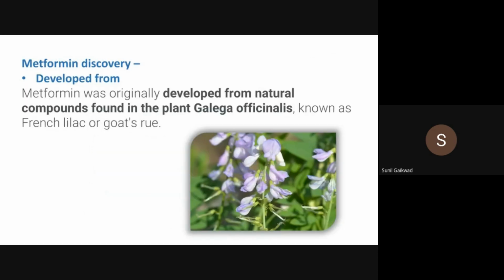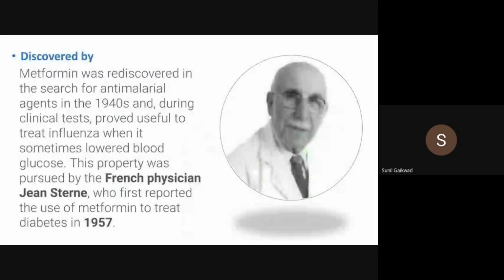So we are going to learn how metformin was discovered, who discovered it, and how it was developed. Basically, it was developed from the plant Galega officinalis, which is also known as French lilac or goat's rue. Here is its picture. And it was discovered by the French physician Jean Sterne.